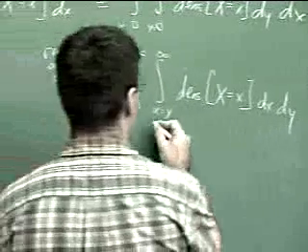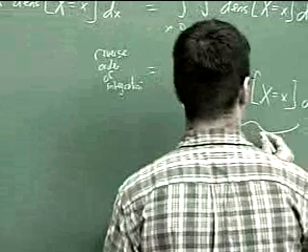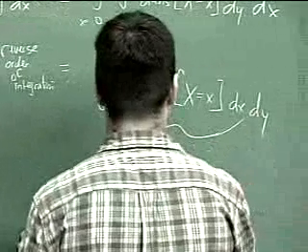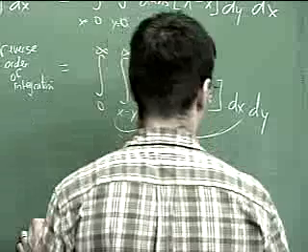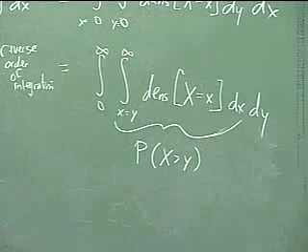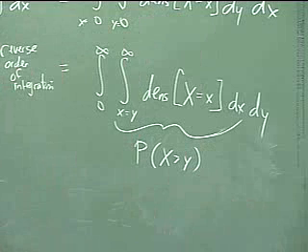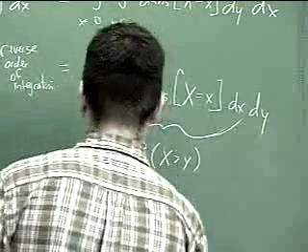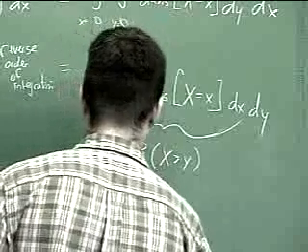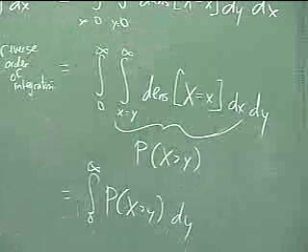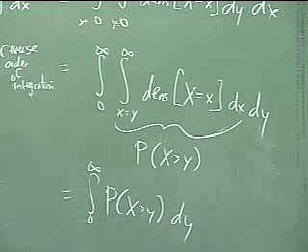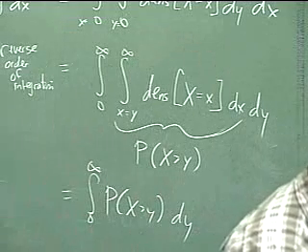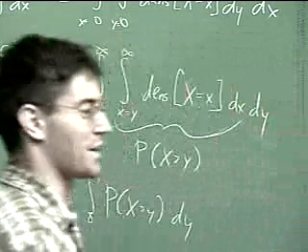And now the integral on the inside is just the probability that x is greater than y. Right? Density that X equals x, where x is ranging from y to infinity, is the probability that X is greater than y. Or greater than or equal to. The equal part doesn't really matter. Which is just the integral from 0 to infinity of probability X greater than y dy. Right? Last year I proved it by parts. It's not as elegant.